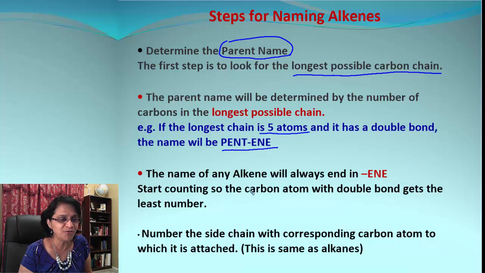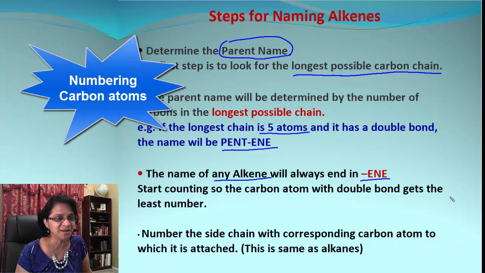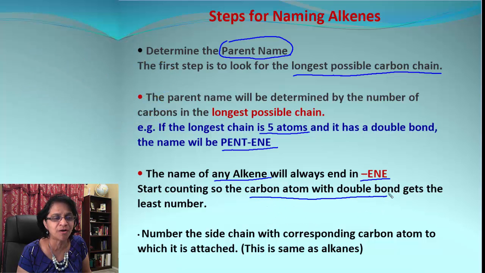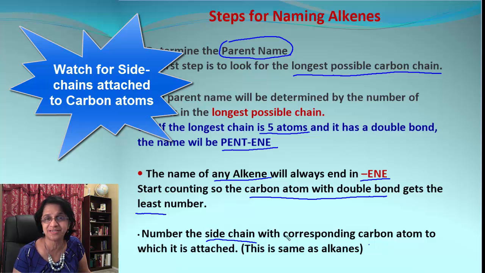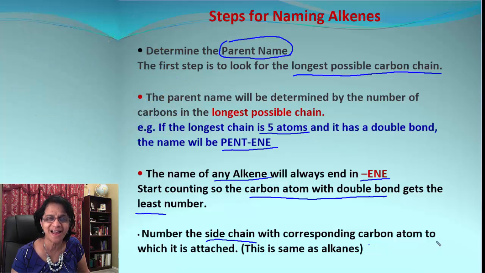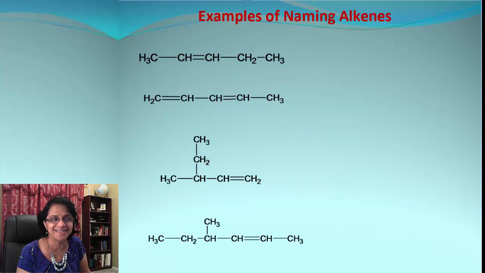Second rule, every single alkene, any alkene, will always have the ending name as ene, E-N-E. And then about numbering, we have to make sure we start counting so that the carbon atom with the double bond gets the smallest, least number. After that, we will look for any side chains present. And then we are going to number the carbon atom to which it is attached. This is actually almost similar to what we saw in alkanes.